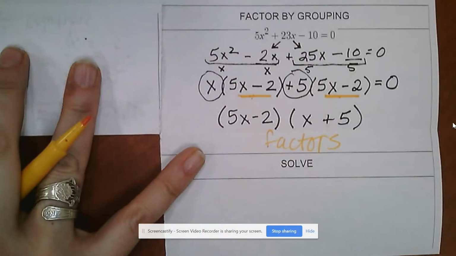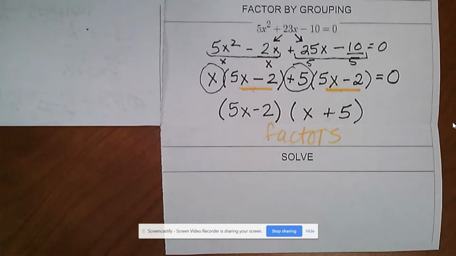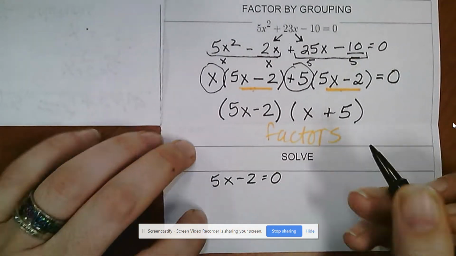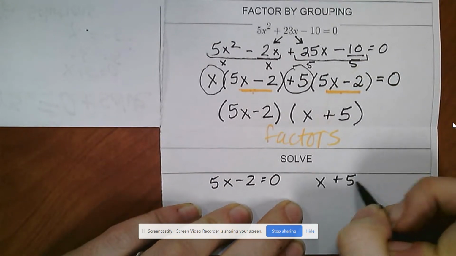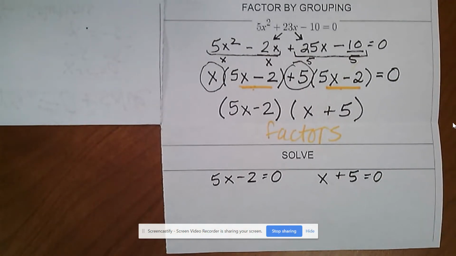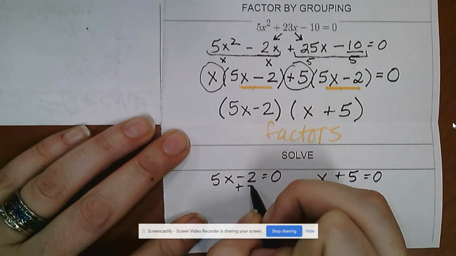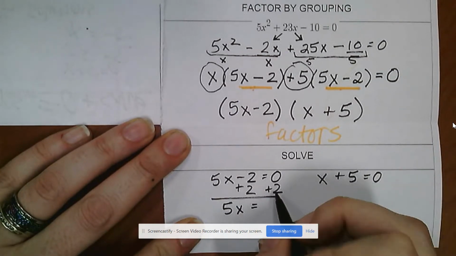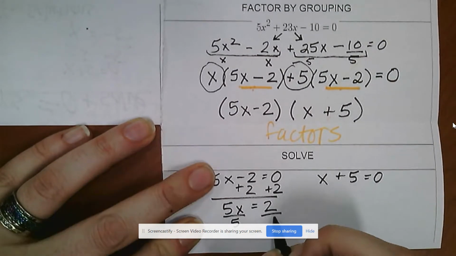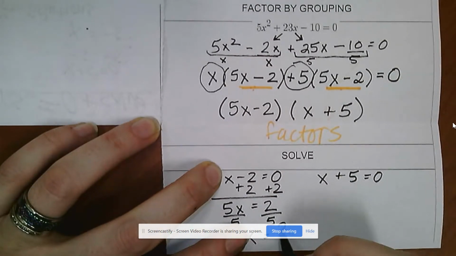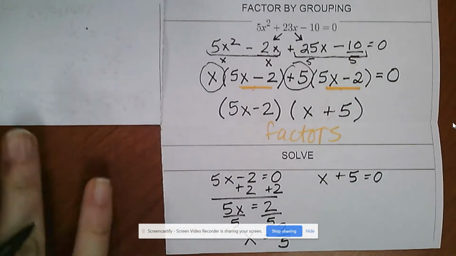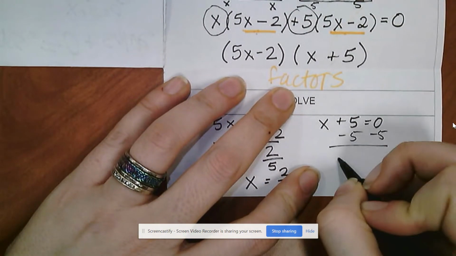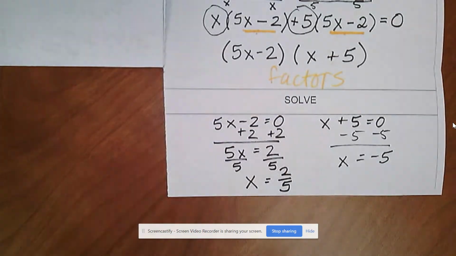So remember, though, we're trying to solve, and just like the last time, we're going to solve them by setting these equal to 0, and solving for x. So that's always the last step. So again, like last time, I'm going to add 2 to both sides, and then I'm going to divide both sides by 5. One of my solutions is 2/5. And then I'm going to subtract 5 on both sides, and my other solution is -5.